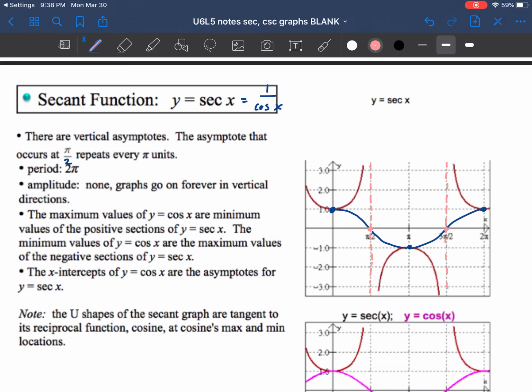Okay, so you can read the rest of these characteristics, but it's really the same idea. And I think the most important thing is to understand, can I graph this part? And then from there, can I make the adjustments to make the graph of this?